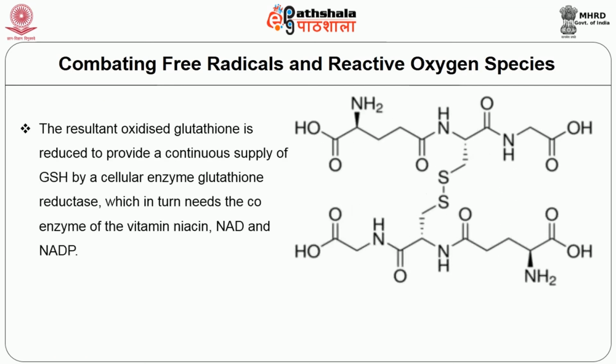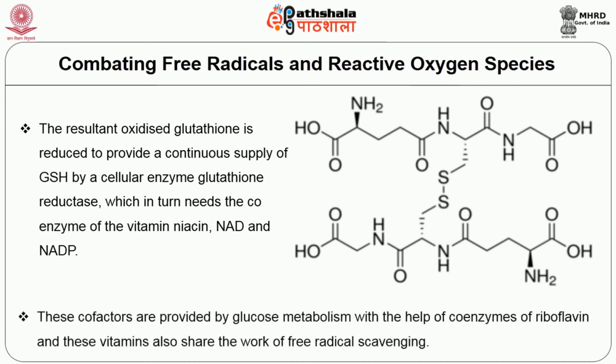The resultant oxidized glutathione is reduced to provide a continuous supply of GSH by a cellular enzyme, glutathione reductase, which in turn needs the coenzymes of the vitamin niacin, NAD and NADP. These cofactors are provided by glucose metabolism with the help of coenzymes of riboflavin, and these vitamins also share the work of free radical scavenging.